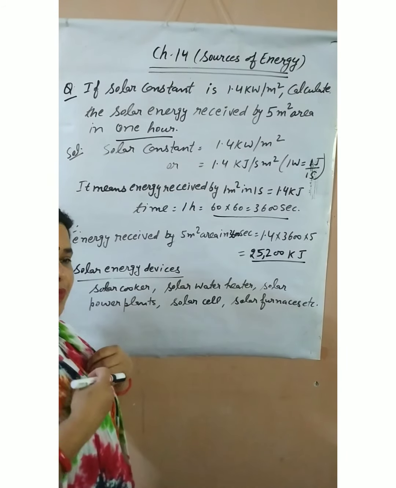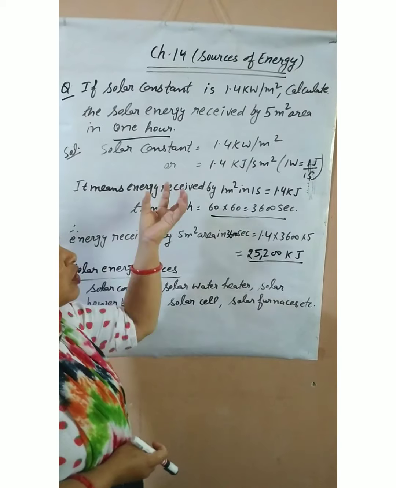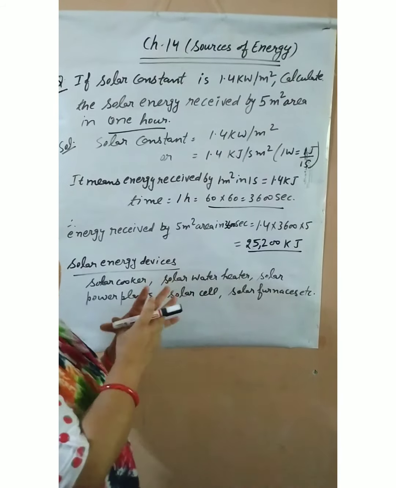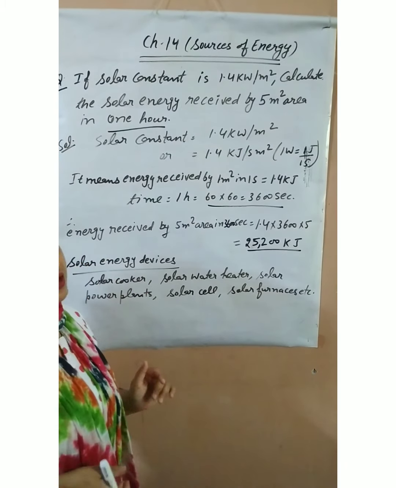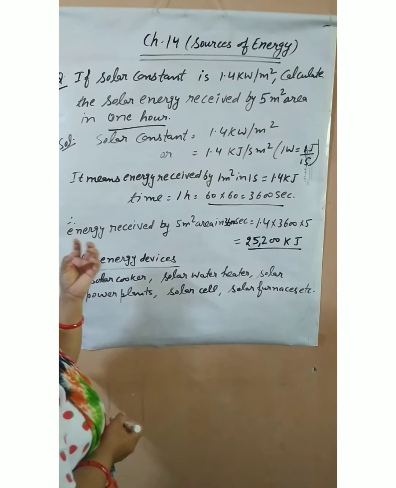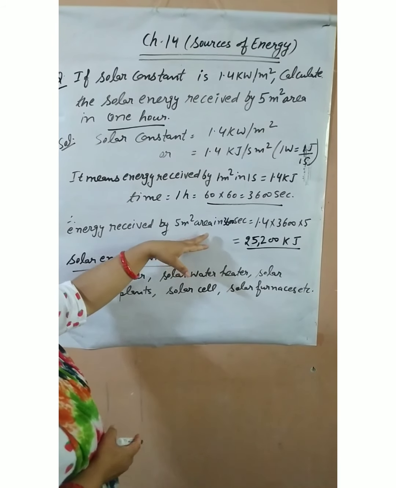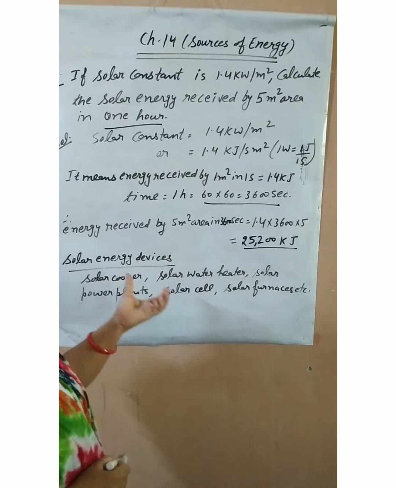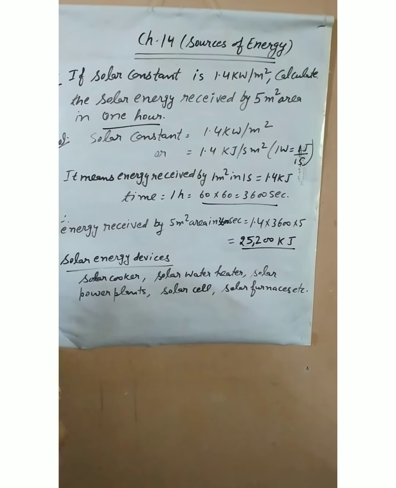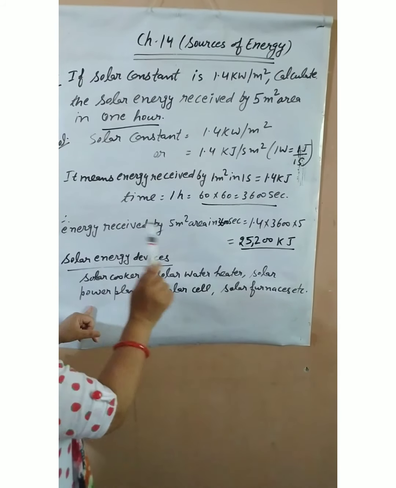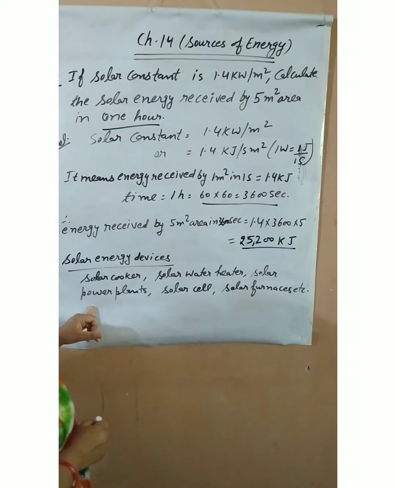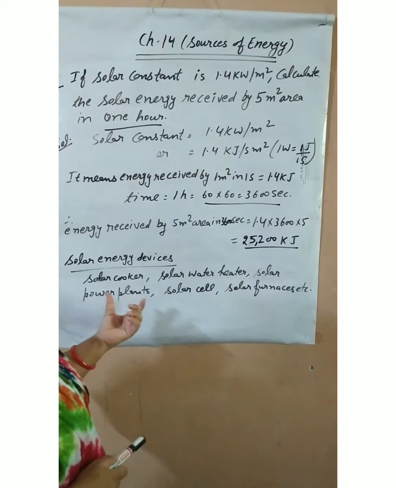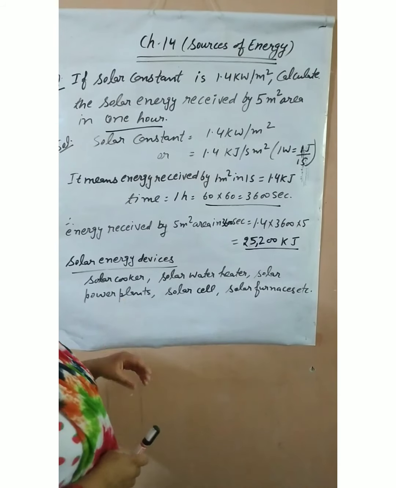The energy received by us is always a little smaller than the solar constant, because most of the energy is absorbed or reflected by the atmosphere. We receive a smaller amount, and it comes to us in the form of infrared radiation or visible radiations. Various devices are used nowadays to use solar energy: the solar cooker to cook food, solar water heater or solar furnaces to heat water, and solar power plants and solar cells to convert solar energy into electricity.